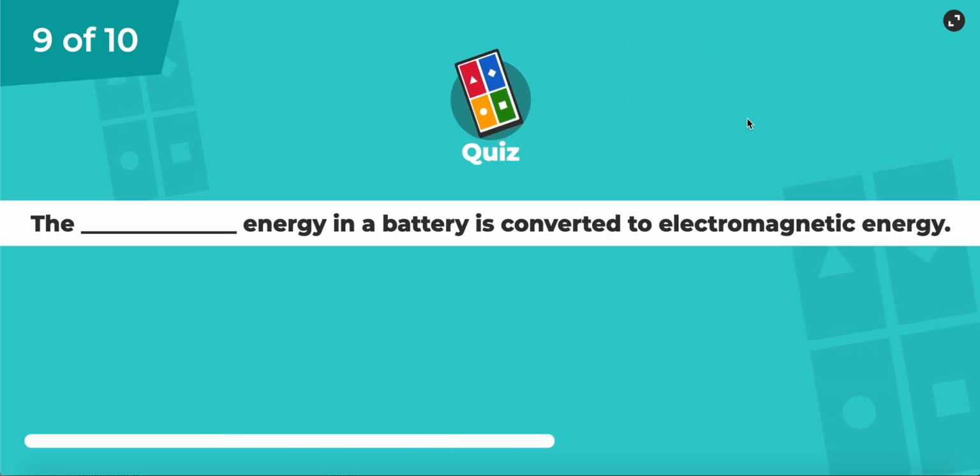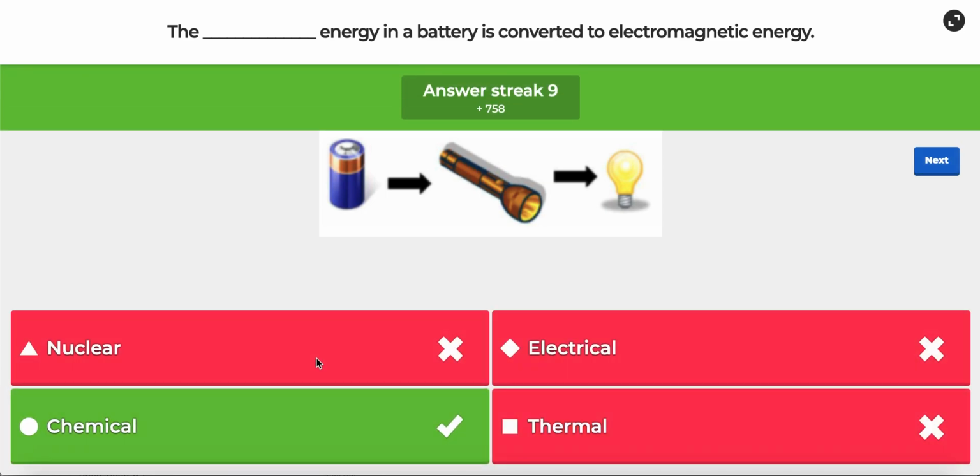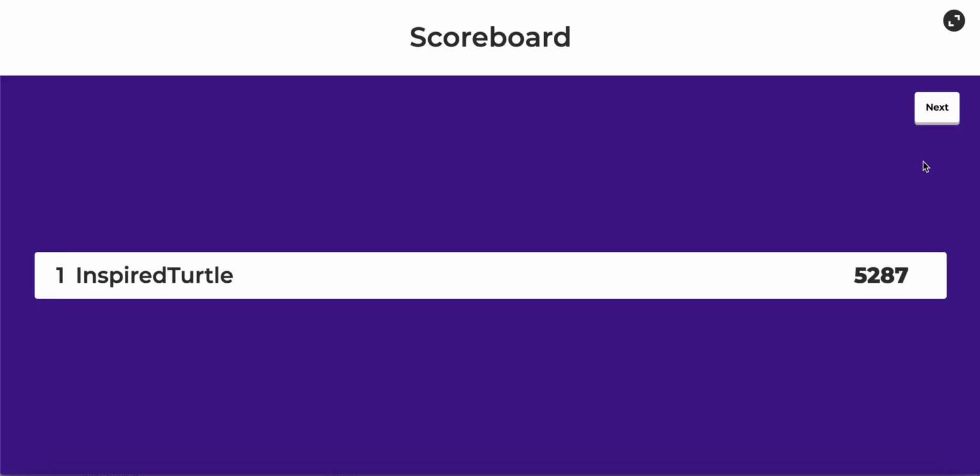The blank energy in a battery is converted to electromagnetic energy. So we have a battery, it's placed in a flashlight, and then it is converted into electromagnetic. So how is the energy stored in the battery? That would be chemical energy. Nuclear energy comes from the nucleus of atoms, and as far as I know, there's no such thing as a nuclear battery, and if there is, it's probably illegal. Thermal energy is the energy of heat. Electrical energy, the battery converts its chemical energy into electrical energy, which then is converted into electromagnetic, but in the battery, it is chemical. All right, next up.